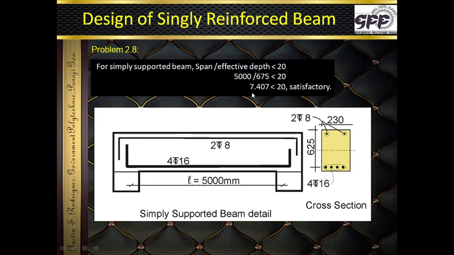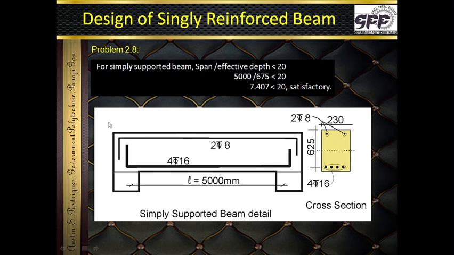Yes, this calculation tells us that it is 7.407 and it is less than 20. So from the deflection point of view, this beam is safe. It will not deflect more than the permissible value. Having done this, we have completed the flexural part of the design.